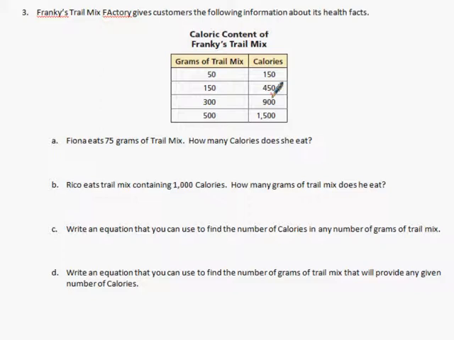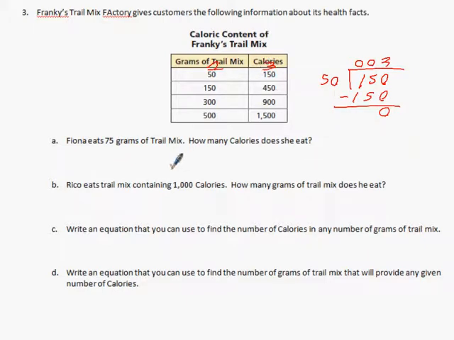Part A. Fiona eats 75 grams of trail mix. How many calories does she eat? Well, 75 is not included in here. So what we need to figure out is how many calories for every gram of trail mix. So I'm going to do 150 divided by 50. 50 does not go into 1. It does not go into 15. It goes into 150 3 times with no remainder. So for every 1, I'm going to make a note, it's 3 calories.